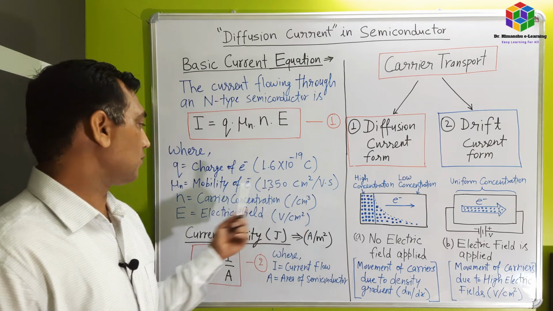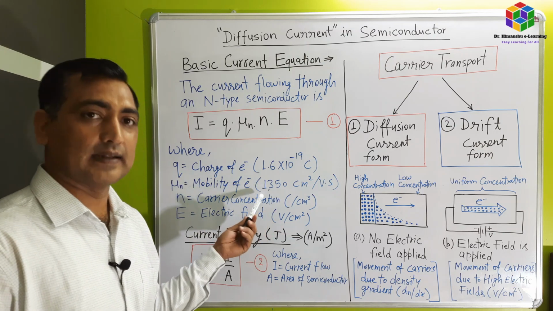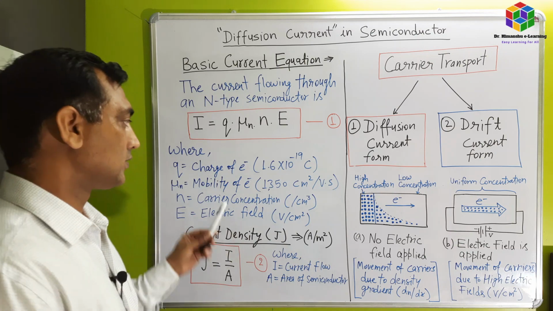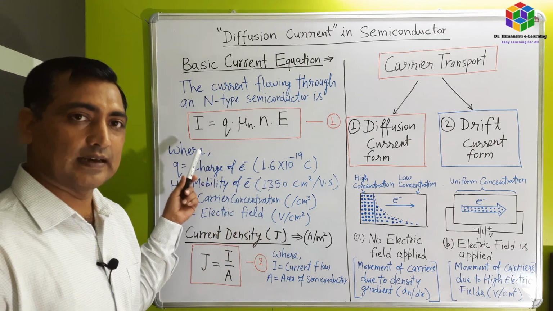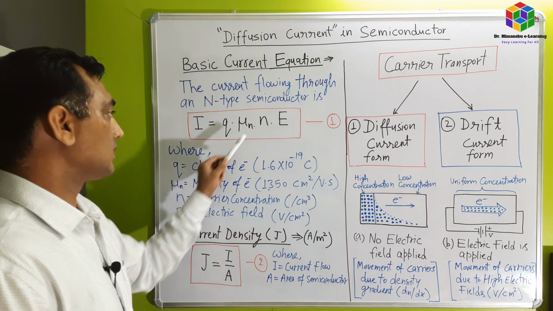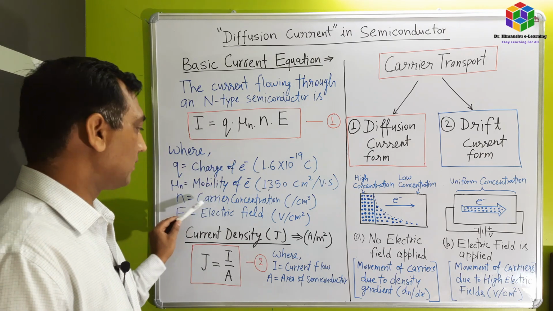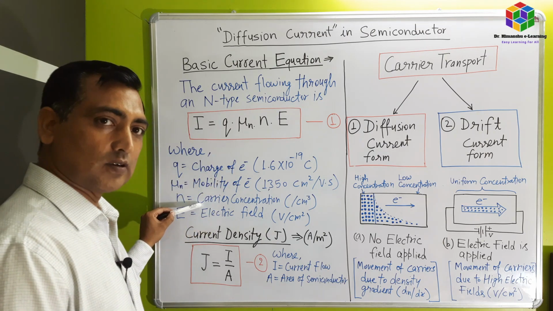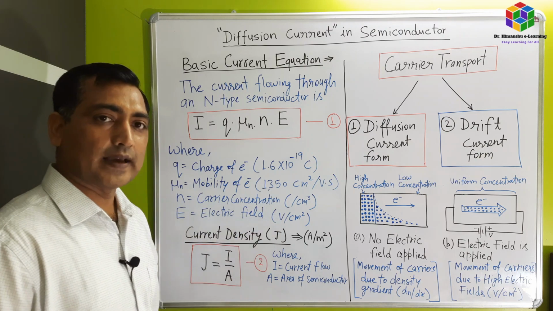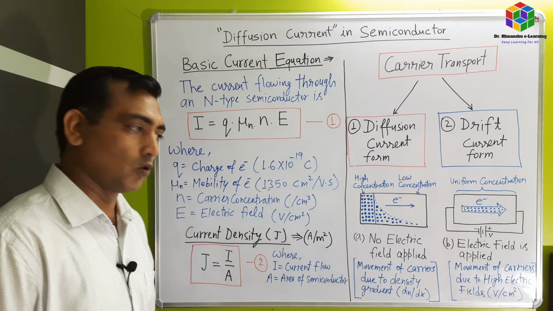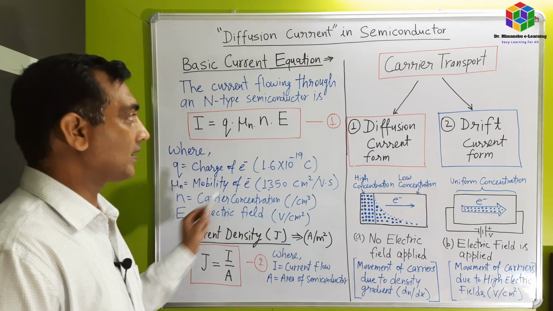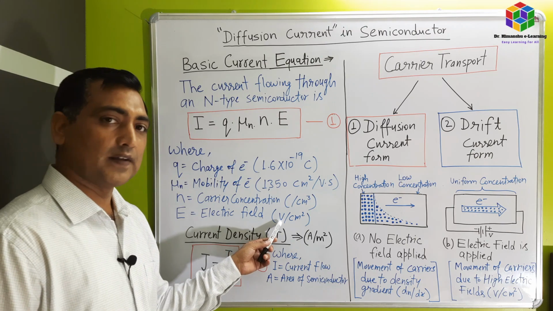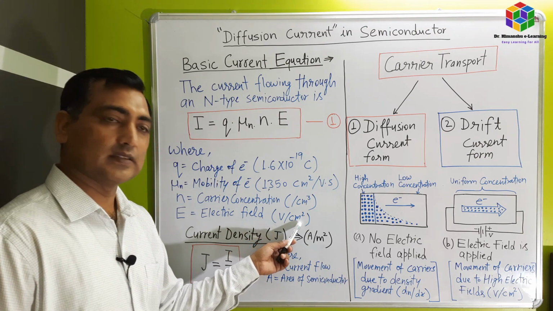The unit of mobility is very important, and this question has also come one time in the GATE, that what is the unit of mobility. So units are equally important as well as the theoretical concepts. Now the next parameter is small n. Small n is the number of electrons inside the semiconductor. It is also known as carrier concentration. The unit of carrier concentration is per centimeter cube. Then the last parameter is capital E. It is electric field. The unit of electric field is volt per centimeter square.